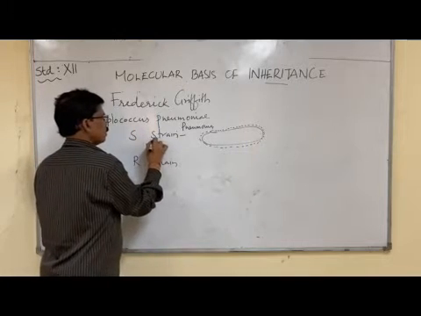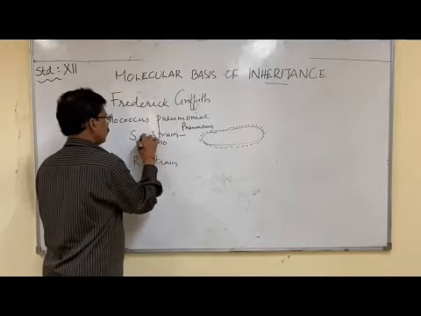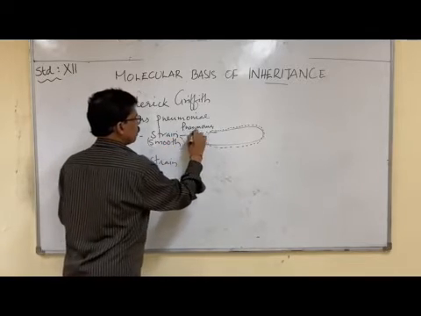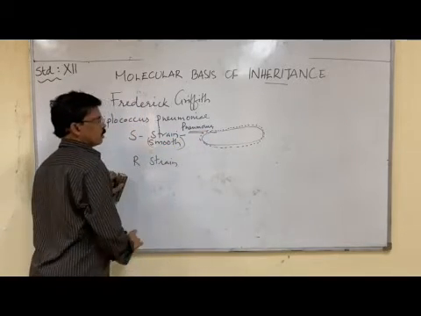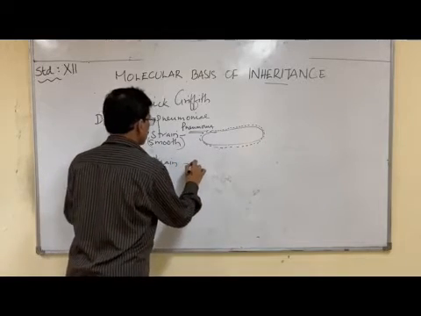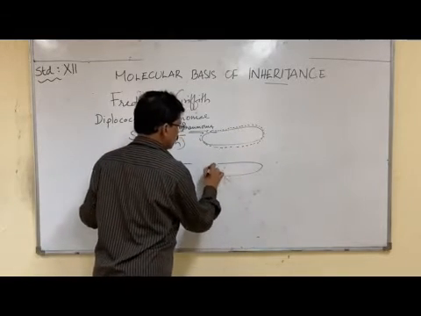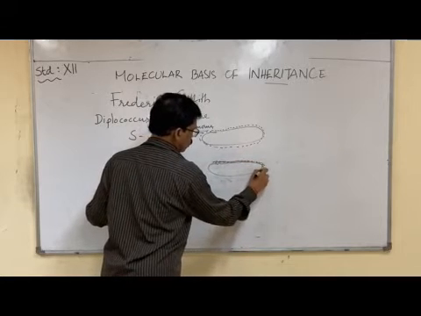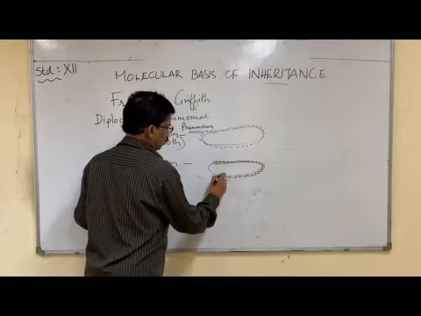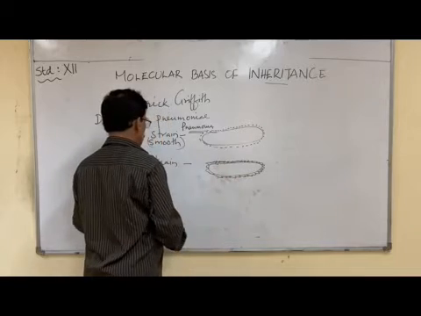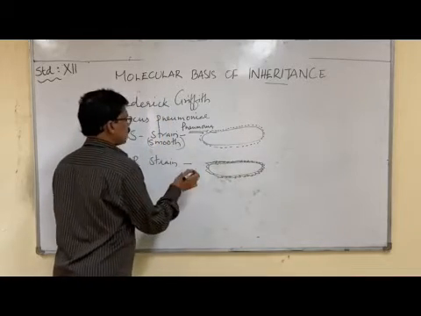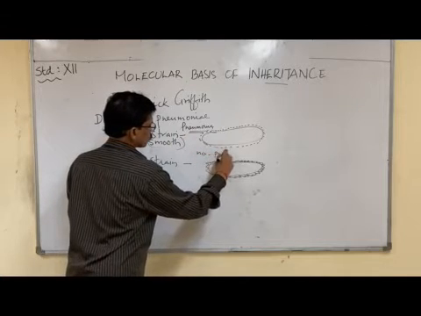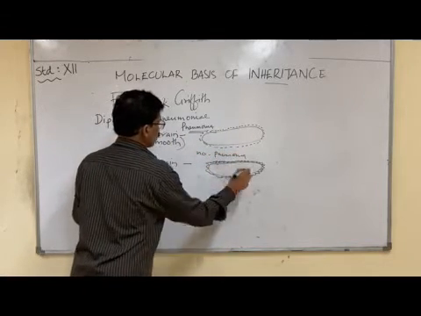What is the full form of S? Smooth. They are pneumonia causing, or pathogenic. Now the R strain bacteria has a very thick polysaccharide coat around it. It is non-virulent or non-pathogenic. It does not cause pneumonia.